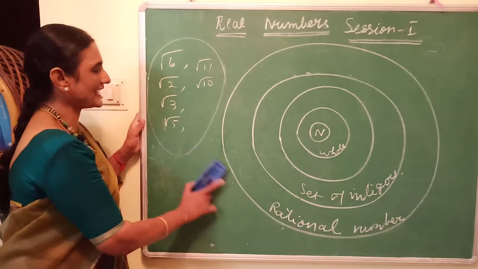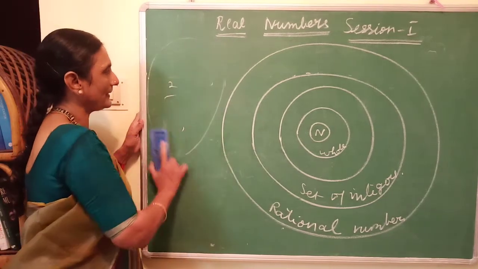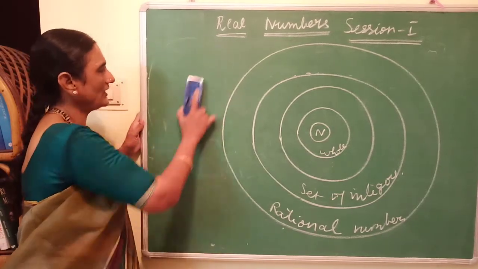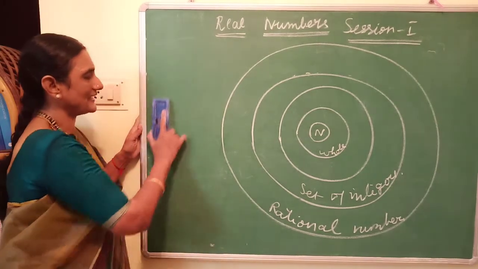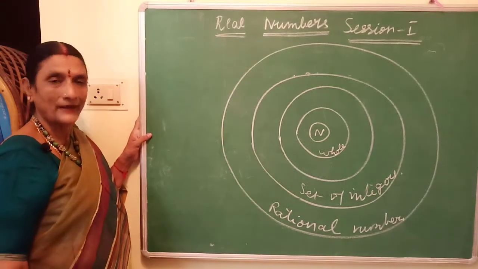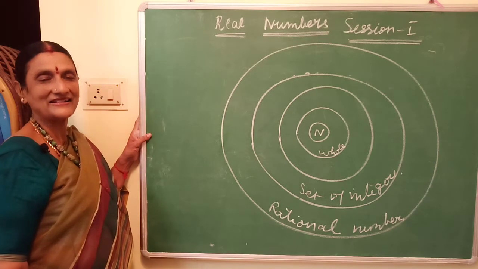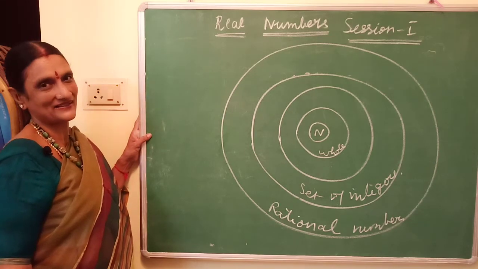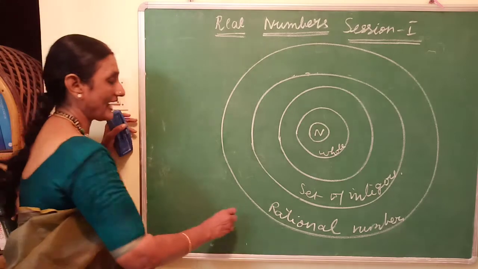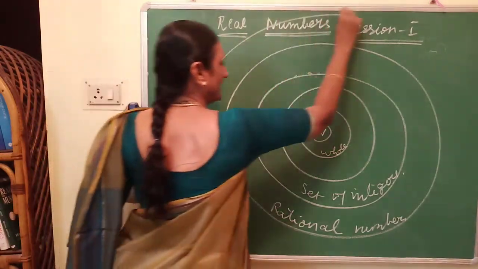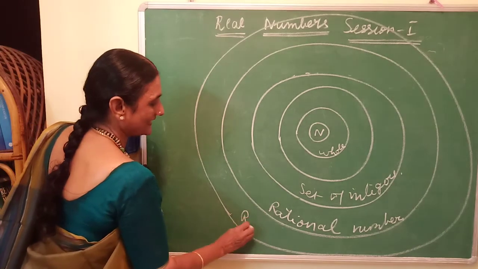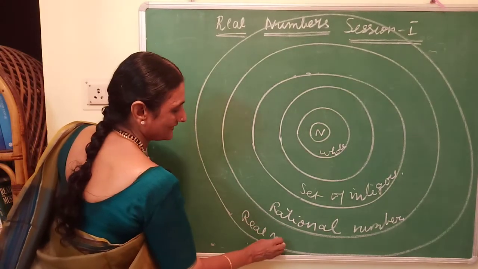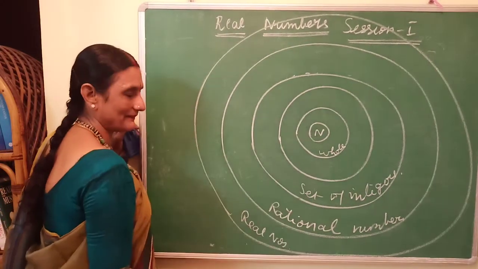The numbers which can be represented in the form p by q are called rational numbers. The numbers which cannot be represented in the form p by q are categorized as irrational numbers. Now, these rational and irrational numbers put together we call as real numbers.